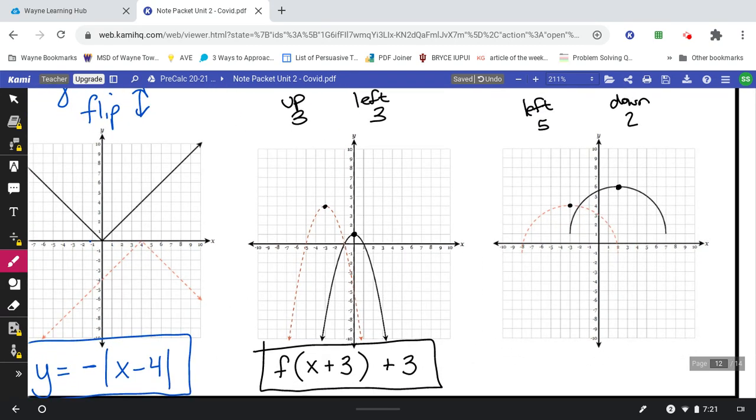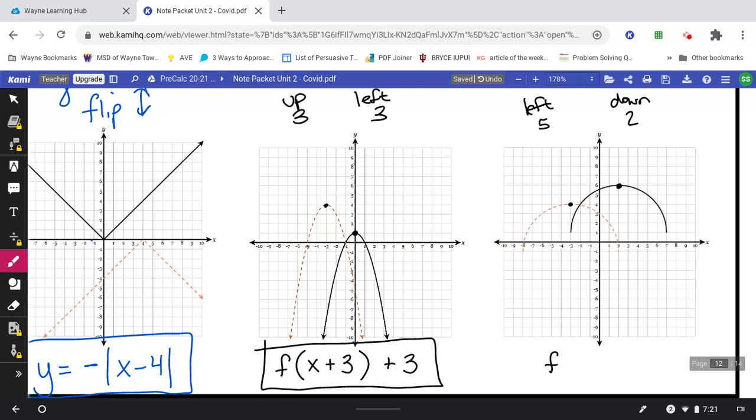All right, so I'm going to put my f function here. The left is going to have to be represented inside, and the down will be at the end. So left 5, opposite sign of what it looks like, down 2, minus 2.